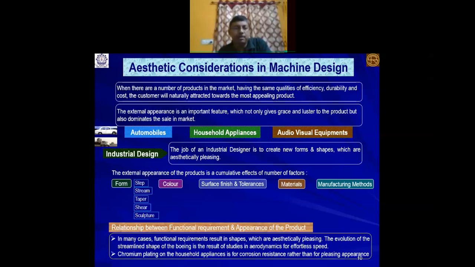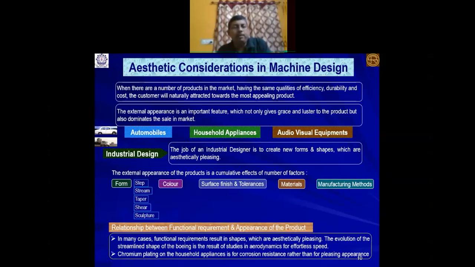The example is given in the Boeing aircraft or the Airbus aircraft. Evolution of the streamlined shape of the Boeing or Airbus aircraft is the result of the studies of the aerodynamics for the effortless speed, but it is also aesthetically beautiful. Second example, chromium plating on the household appliances is for corrosion resistance rather than for pleasing the appearance, but it serves both the purpose, functional requirement as well as the appearance, an aesthetically beautiful product.